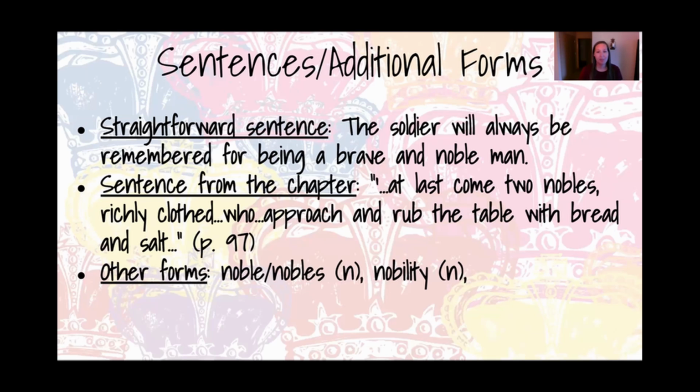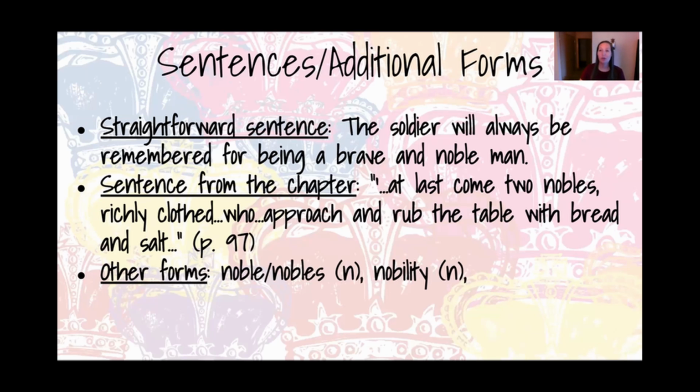And our sentence from the chapter, this one I had to cut apart a bit because it was kind of long and not all the parts were necessarily important. So at last came two nobles, richly clothed, who approach and rub the table with bread and salt. Now, out of context, that seems pretty strange. Actually, in context, it still seems pretty strange. It's a part of a tradition of getting ready for this royal banquet.